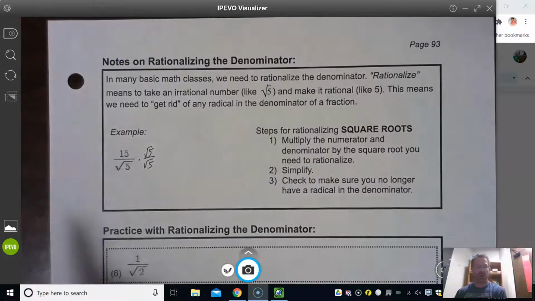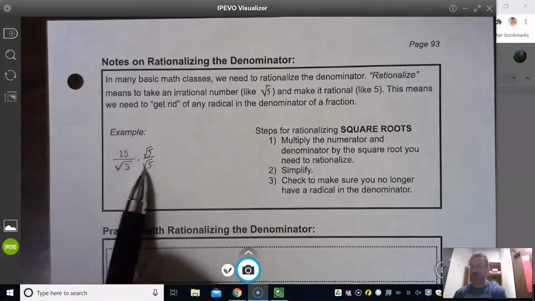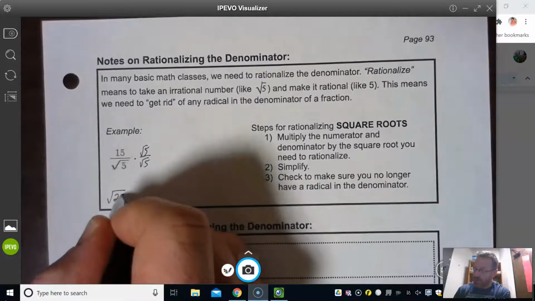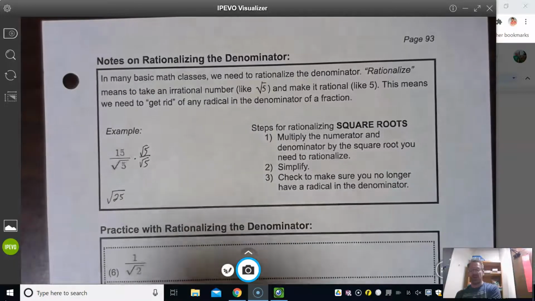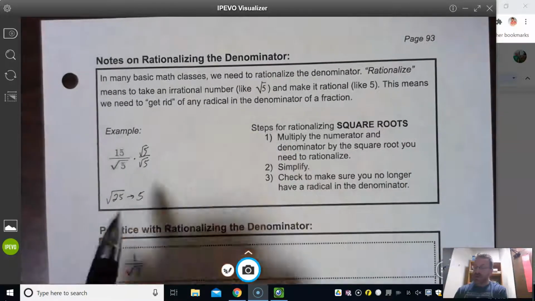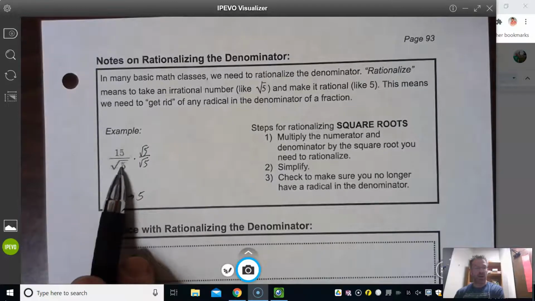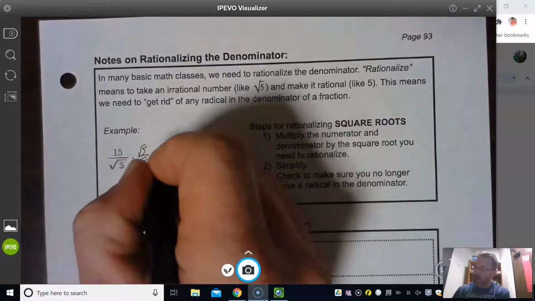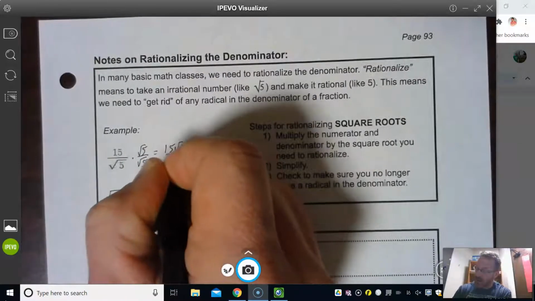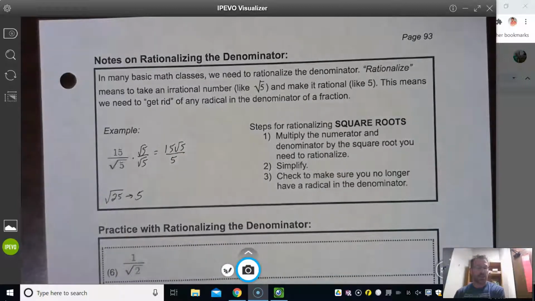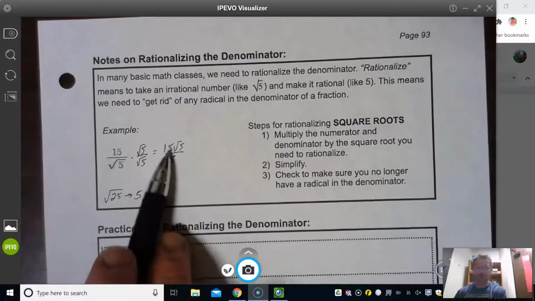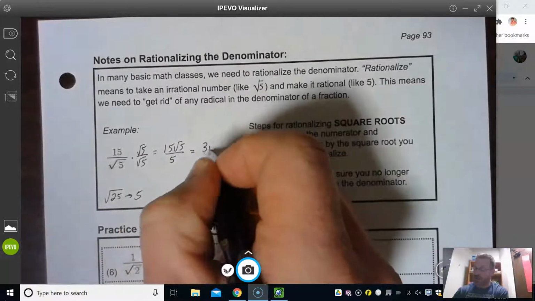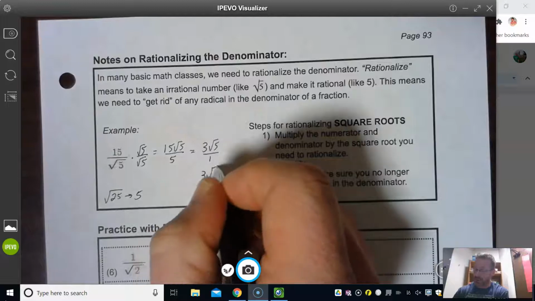The reason we want to do this is because when we do the square root of 5 times the square root of 5, and I'm going to write this right here, this is going to be the square root of 25, and the square root of 25 is just 5. So that's why we always multiply by the same root, because it's always going to give us a perfect square. And that makes this 15 root 5 over 5. Now I can simplify this just like I would if I didn't have the root 5 there. So it just becomes 3 root 5 over 1, or just 3 root 5.